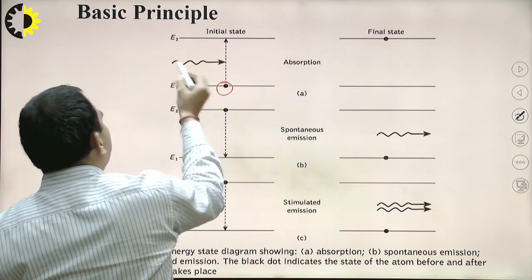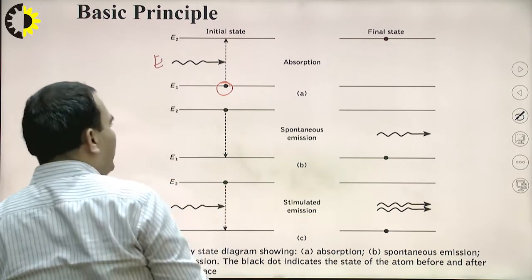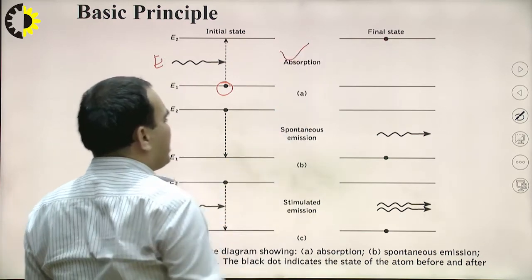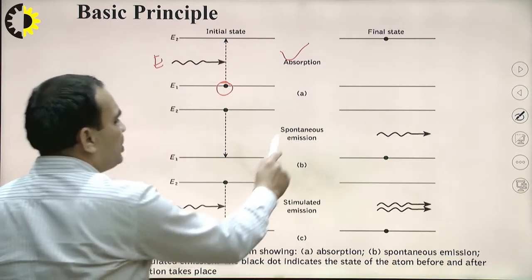So, this is the external energy which we have provided. This process is known as absorption. The second process is spontaneous emission.